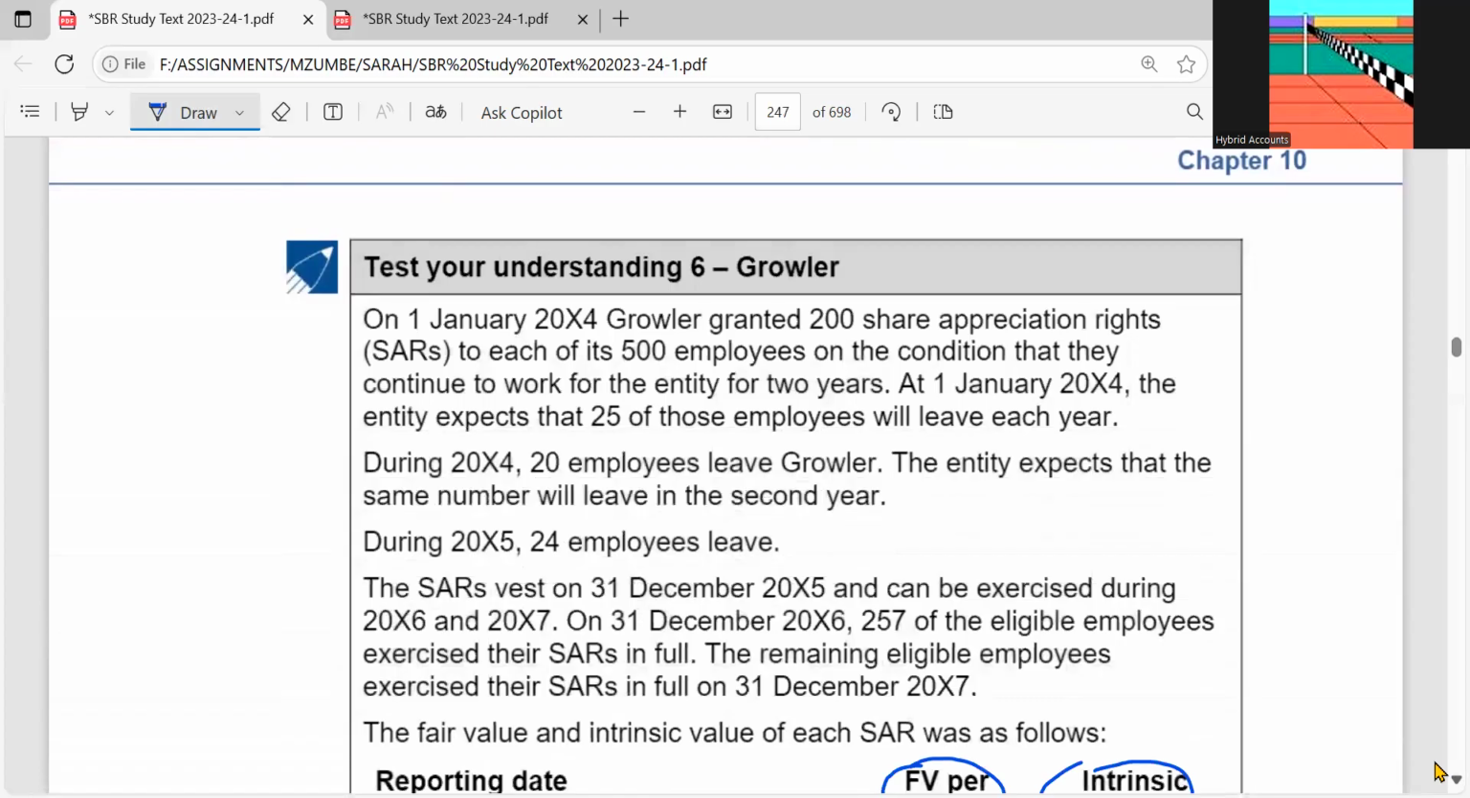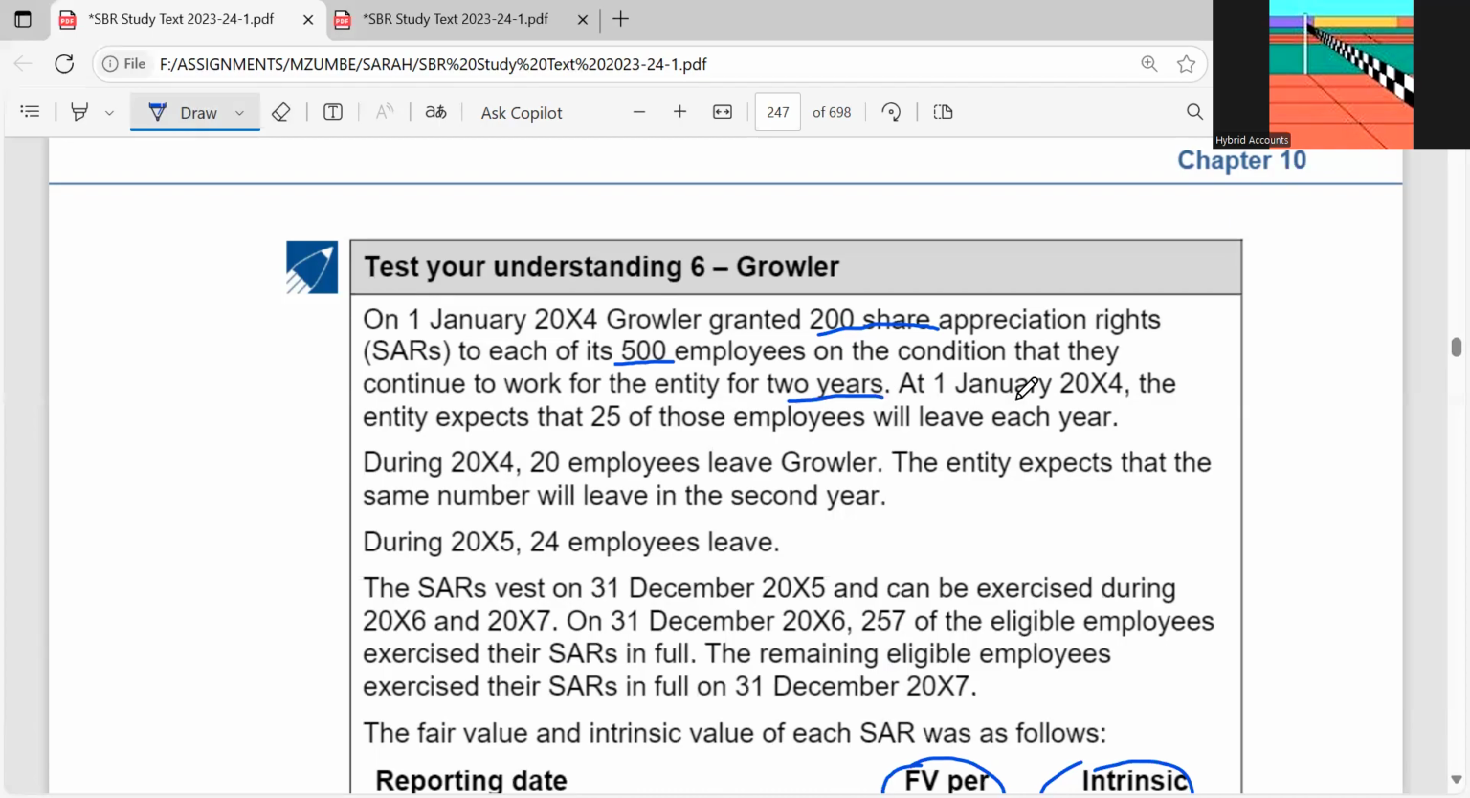Okay, let's read our question here. On 1st January 2024, Growler granted 200 share appreciation rights to each of its 500 employees. So a total of how many rights? 200 times 500, how much? 100,000. On the condition that they continue to work for the entity for 2 years. So this is the service condition.